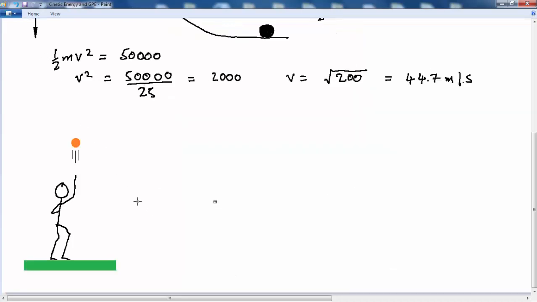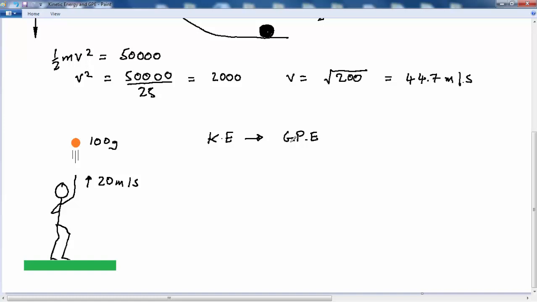So you may get another type of problem like this. You've got somebody throwing a ball up in the air, and you're told that the ball has a mass, say, of 100 grams, and it's released with a speed of 20 meters per second. And you're asked, to which height does the ball rise? Okay, so what you've got to see here again is the same type of problem. Initially, this time, the ball has kinetic energy. It's been given kinetic energy this time, and that kinetic energy is going to be transferred to gravitational potential energy.